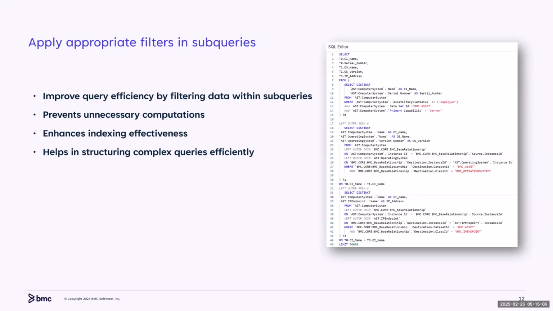The next approach is to apply the appropriate filters in subqueries. Applying the appropriate filter in subqueries is crucial for improving the query performance. Filtering the data within the subquery can reduce the volume of information that needs to be passed to the main query. This approach also ensures that the subquery retrieves only the necessary data before performing joins or further operations. In complex queries, effective filtering within the subqueries can prevent unnecessary data processing, and it also enhances the overall efficiency.